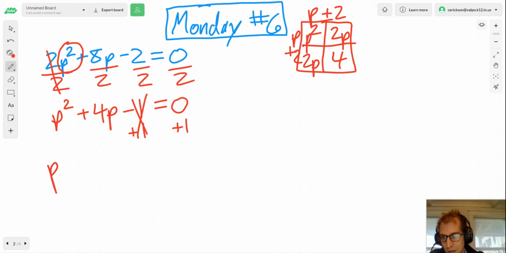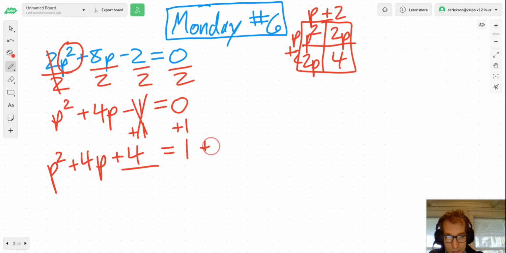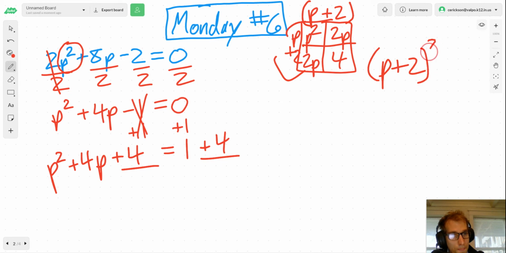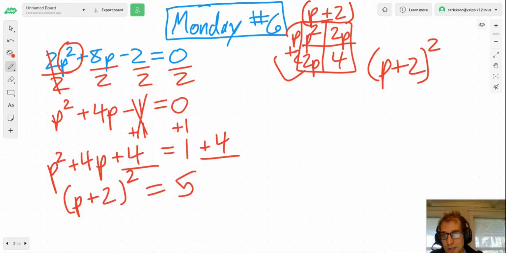So we'll do p squared here plus 4p. We moved over the 1, so now we can say, let's add 4 to both sides. Once I do that, I can factor it here into p plus 2 times p plus 2, or p plus 2 squared, which is what this left side is going to look like. So p plus 2 squared is equal to 1 plus 4, which would give us 5.